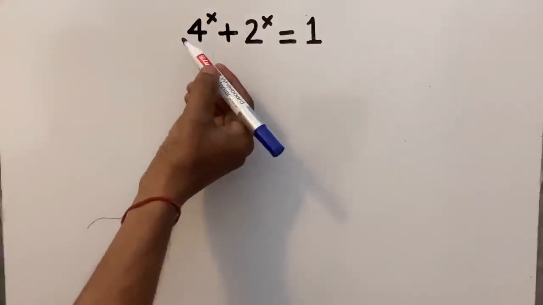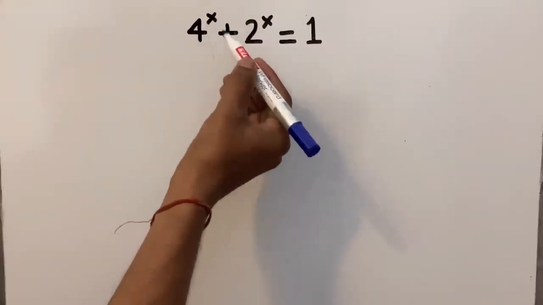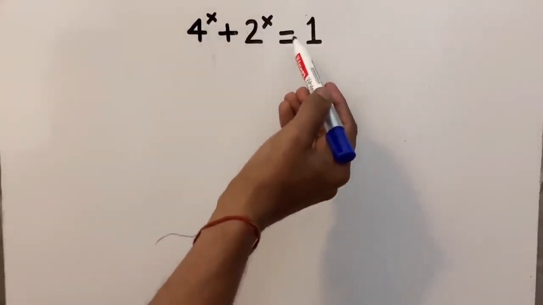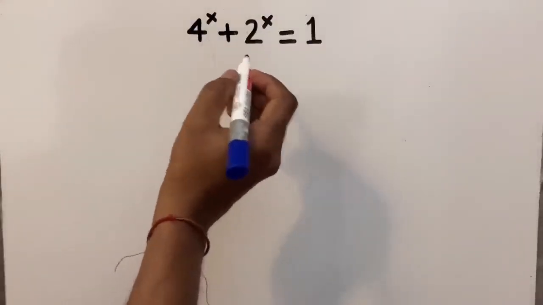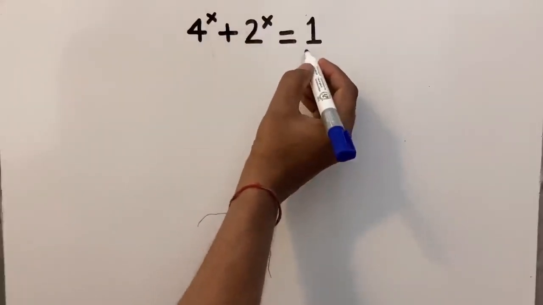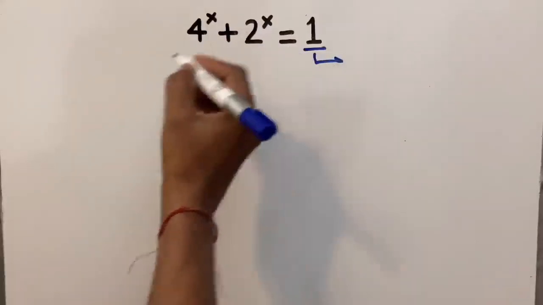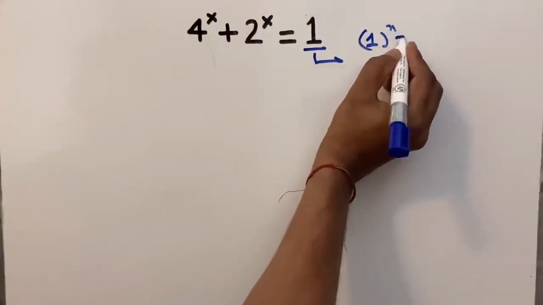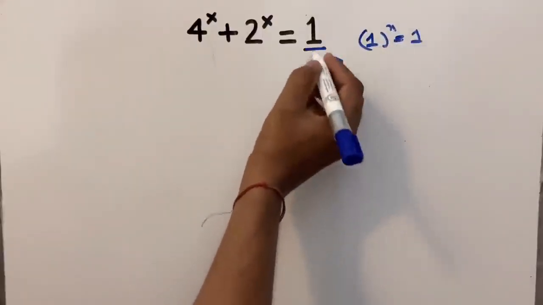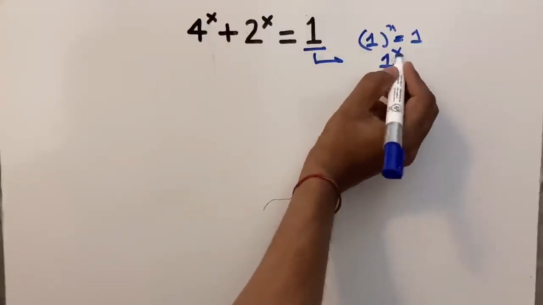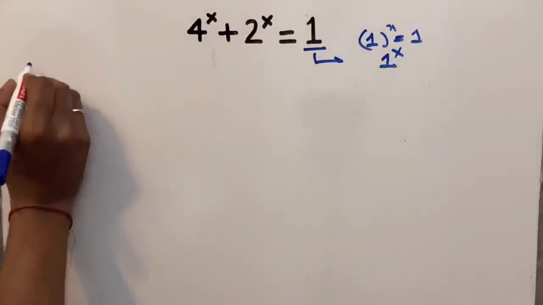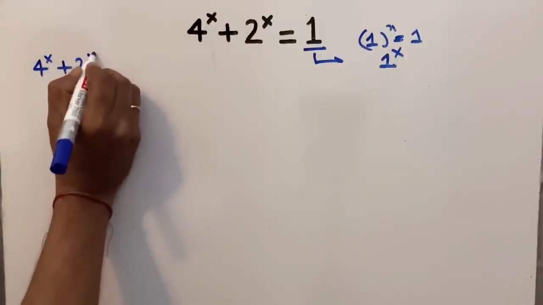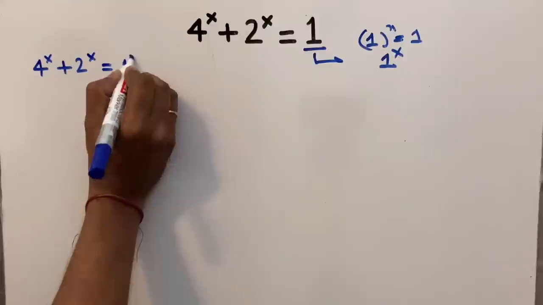In this problem, we have to find the value of x which satisfies this equation, that is 4 to power x plus 2 to power x equals to 1. To solve this equation, first we will simplify this side of the equation. As we know, 1 to power n is always 1, so this one can also be written as 1 to power x. So this equation simplifies to 4 to power x plus 2 to power x equals to 1 to power x.